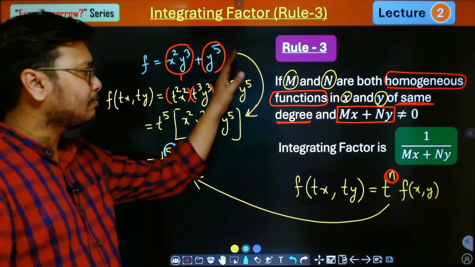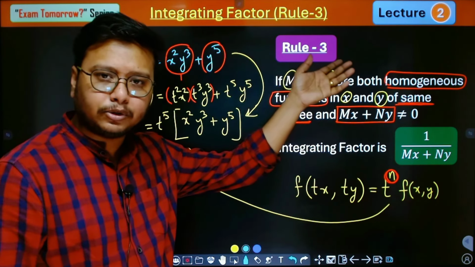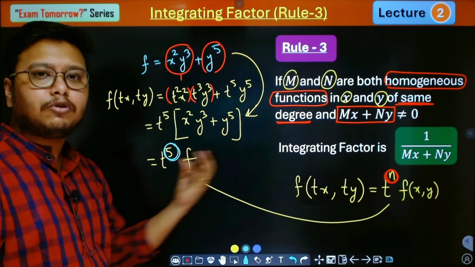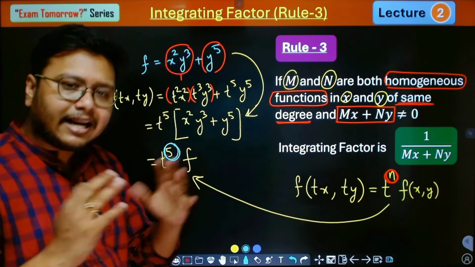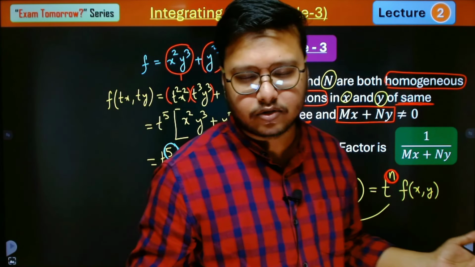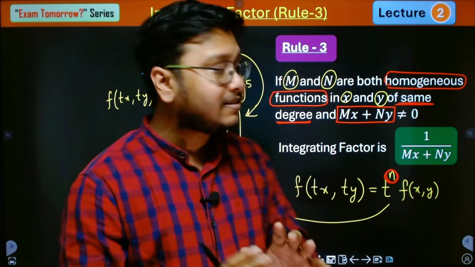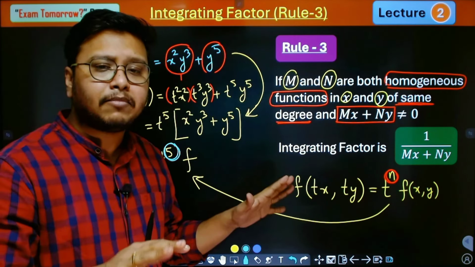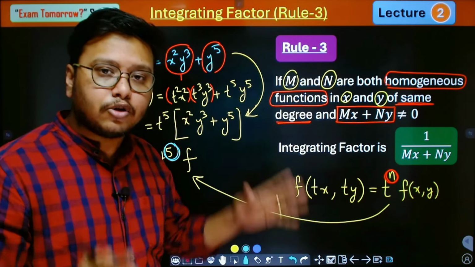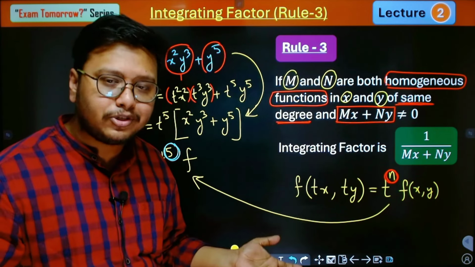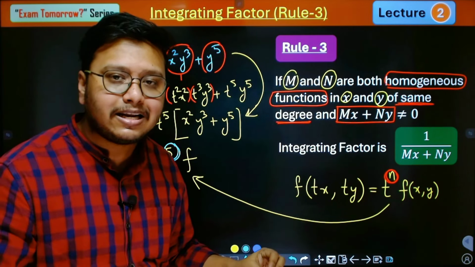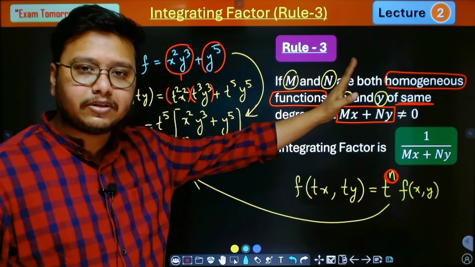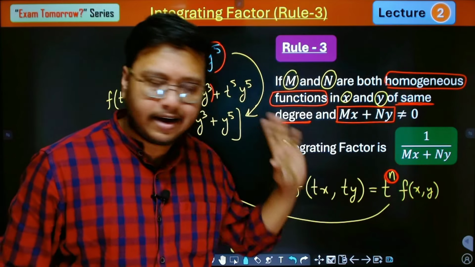If you had some uneven degree term associated, then the entire t would not have come out common, and hence you could say that it is not homogeneous. Now this is easy to observe, right? You just look at the powers. If they are all the same, you understand it is homogeneous. So if M and N are both homogeneous, having the same degree, you directly understand it's going to be rule number 3 with your eyes closed.